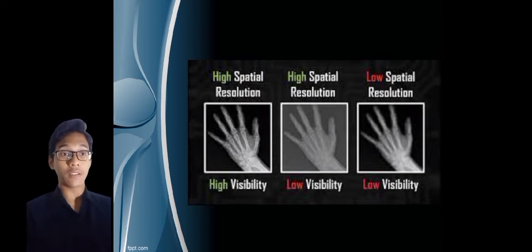And this is a picture showing high spatial resolution with high visibility. The middle one is a picture of high spatial resolution with low visibility. And the last one is low spatial resolution with low visibility.